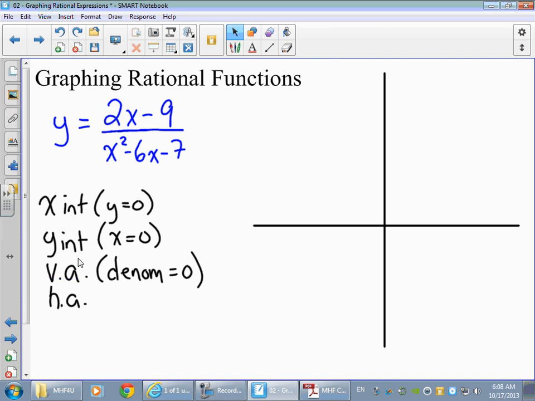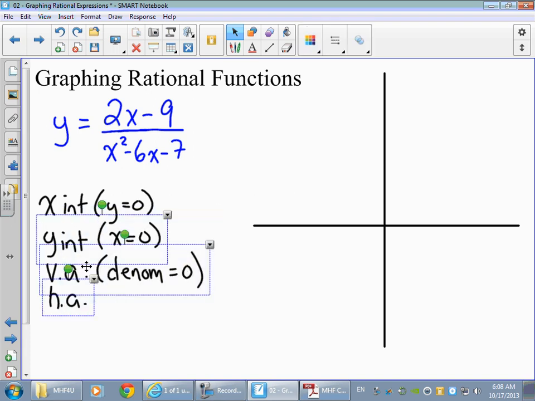Vertical asymptotes, if they exist. Usually they will if I'm looking at a rational function. And well, always they will, I guess, if I'm looking at a true rational function. And horizontal asymptotes, again, assuming they exist, and usually they will.